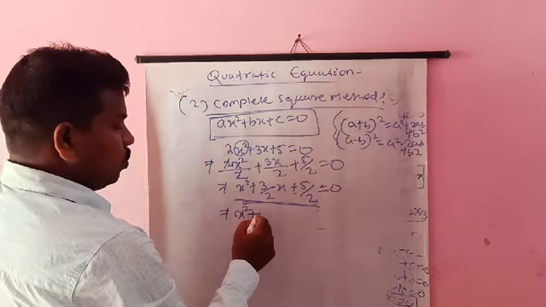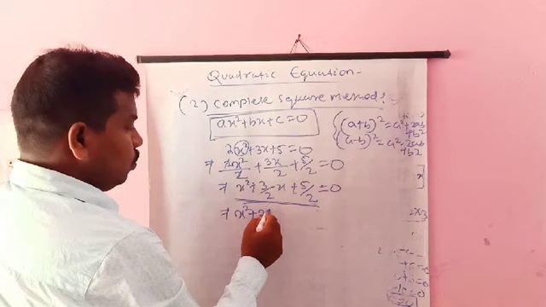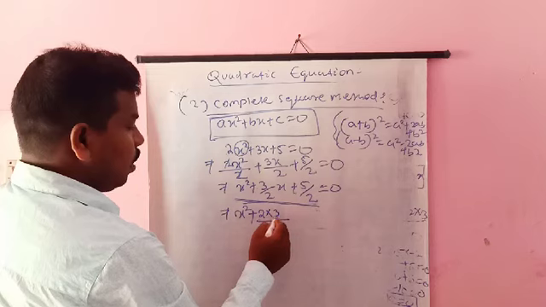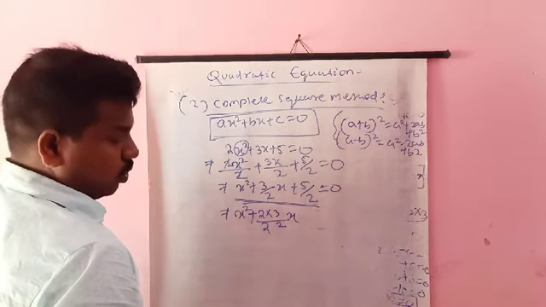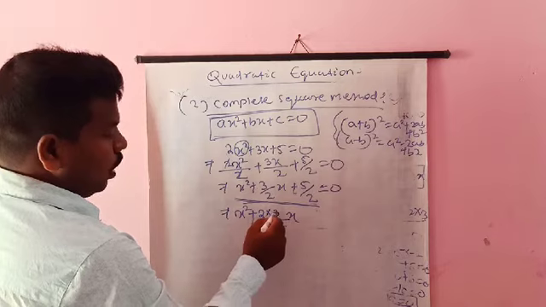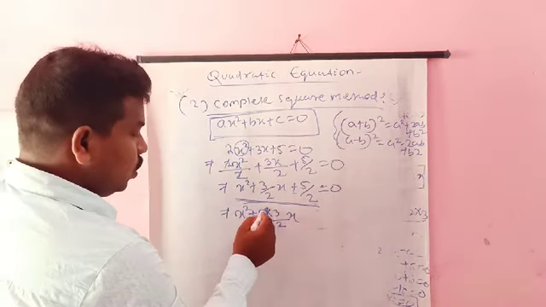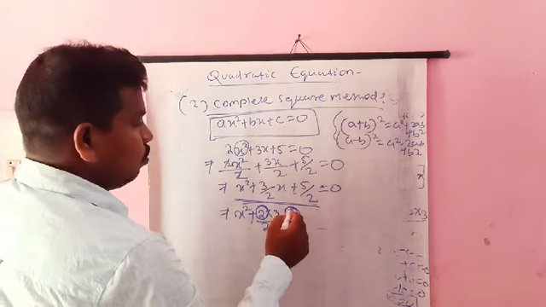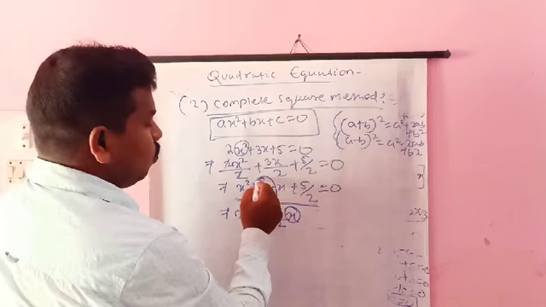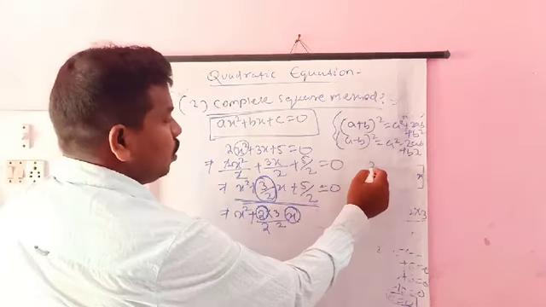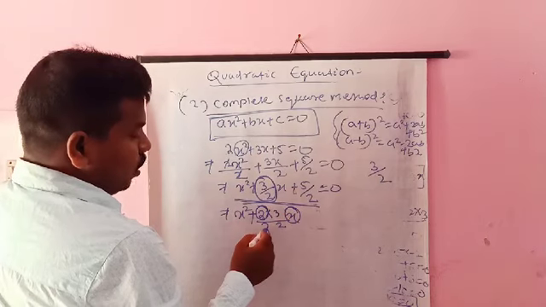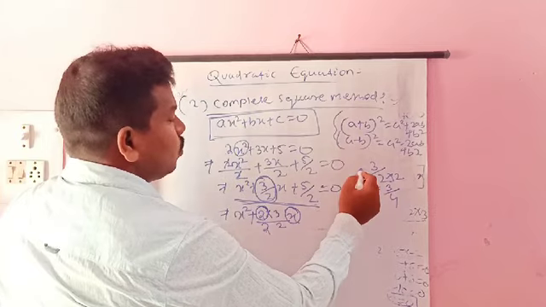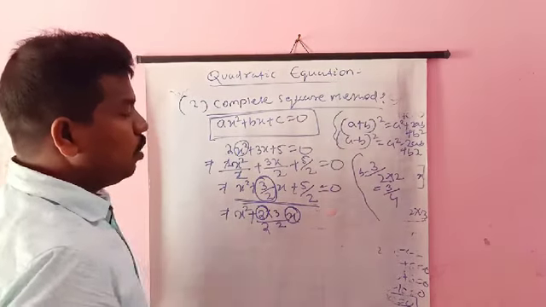The next term is 2ab. Here 2 is not present, so we multiply by 2 and also divide by 2. The next remaining term is 3 by 2 x. So this is x square, 2ab: 2 remains the same, a equal to x. b equals 3 by 2, and we multiply the denominator by 2, which gives 3 by 4. So b equal to 3 by 4. Why b equal to 3 by 4?